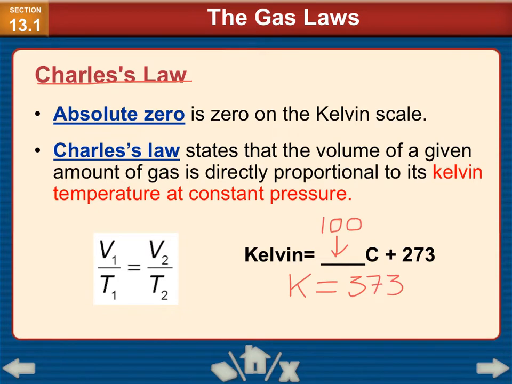373 degrees Kelvin. V1 and T1 are the initial conditions, V2 and T2 are the new conditions, and we will look for a given variable. So this is a direct relationship. The V stands for volume, and the T's for temperature. In Charles's law, we are dealing with constant pressure.